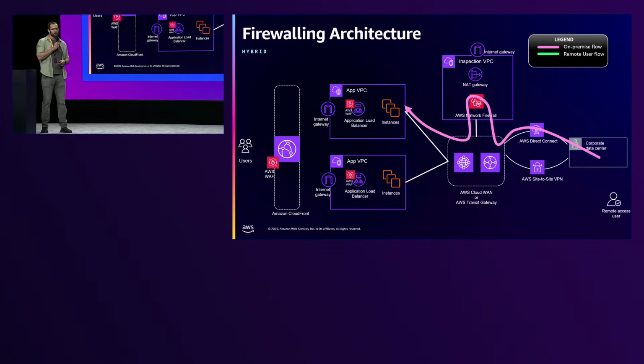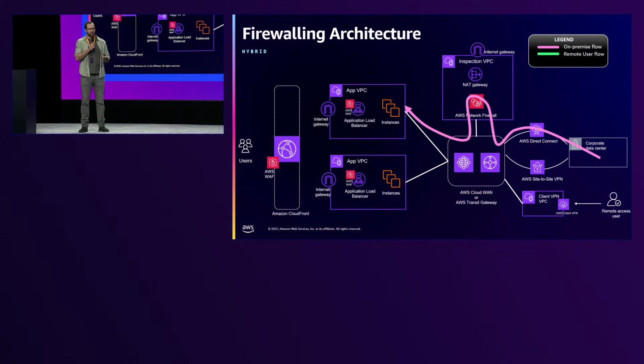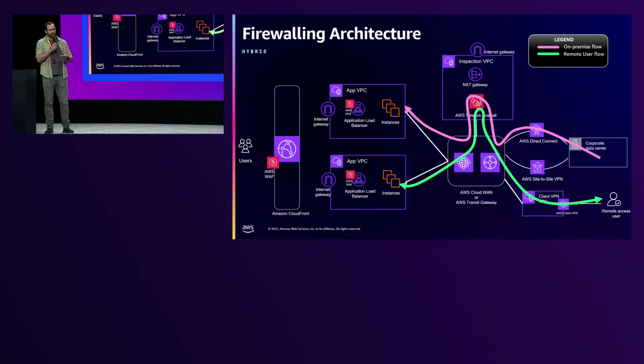And the same thing goes for remote user access. So maybe you have users at home that are connecting using AWS Client VPN. The traffic would be brought into a VPC, and then from that VPC, they can get to all the resources. And again, you can push that traffic up to the inspection VPC to apply your policies.